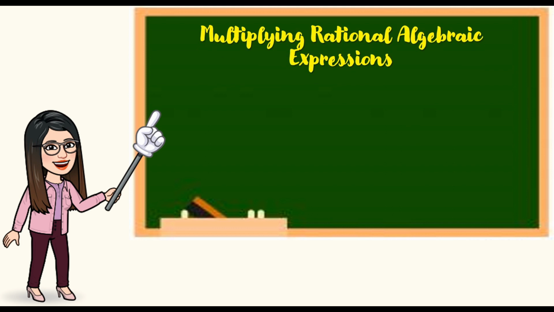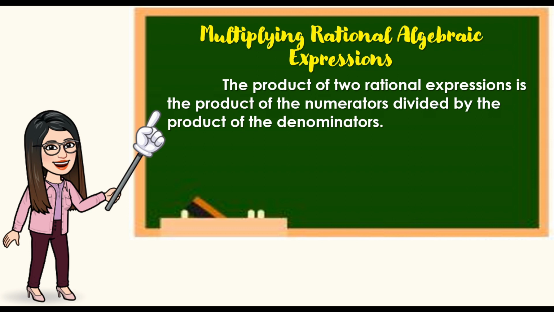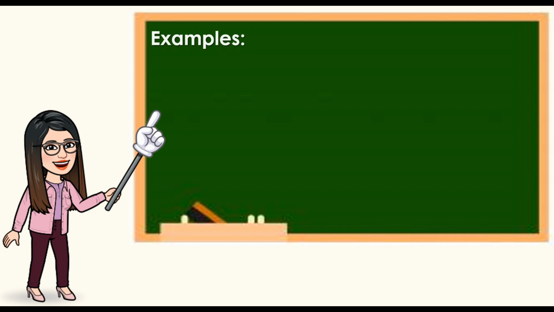Let us start with multiplying rational algebraic expressions. The product of two rational expressions is the product of the numerators divided by the product of the denominators. In symbols, it is a over b times c over d equals ac over bd, where b and d are not equal to 0. Examples.